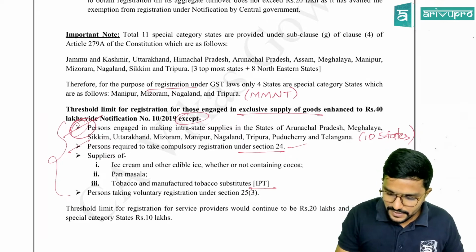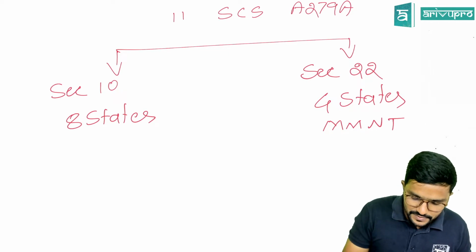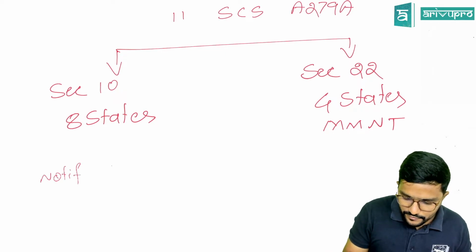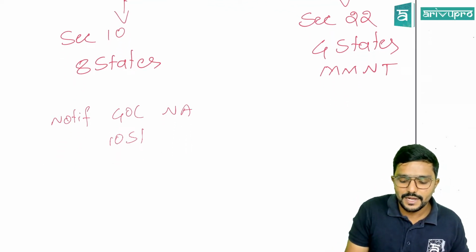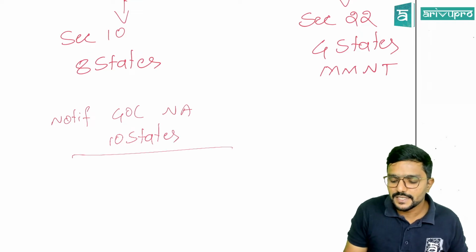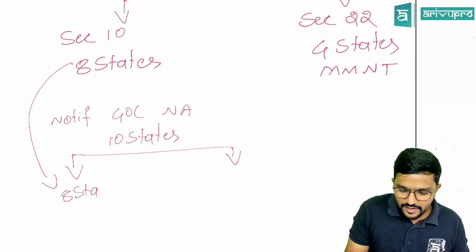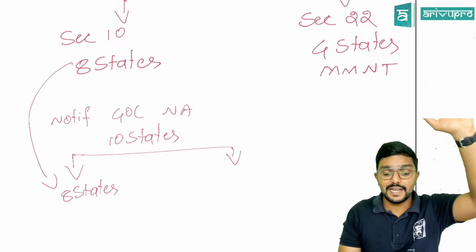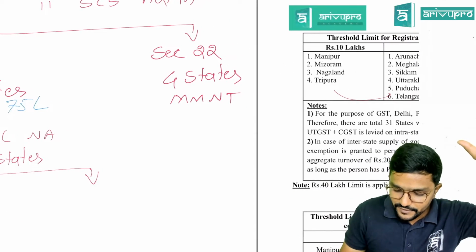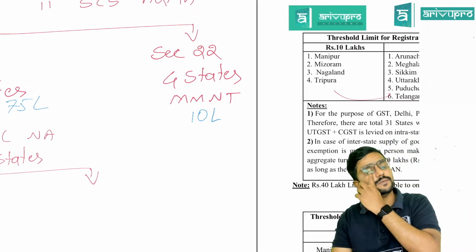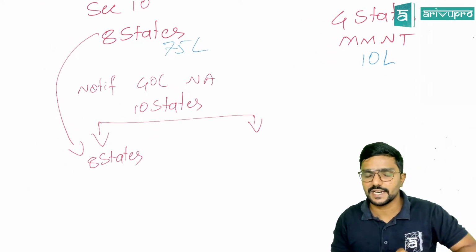Simple point I will give you. See, whatever 10 states are there in that first point, that is the notification where the 40 lakh limit is not applicable. So there they are trying to take 10 states. Agree? So those 10 states are nothing but the 8 states which are covered here under the composition scheme, for which the 75 lakh limit is applicable. 75 lakh for 8 states, right? Yes, sir. So here for 4 states, the 10 lakh limit is applicable. Agree? So what they have done in that notification, they have excluded 10 states, right?